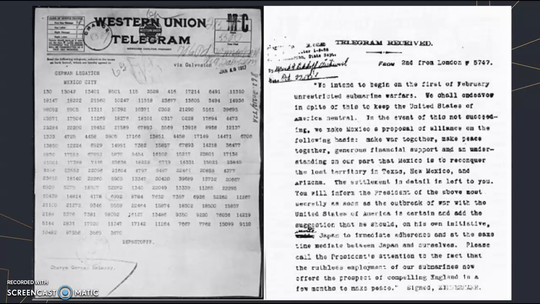So the final push for war was the Zimmermann Telegram. In January of 1917, the German foreign minister, Arthur Zimmermann, sent a telegram to Mexican leadership. And in this telegram, it mainly consisted of an active secretive diplomatic alliance.